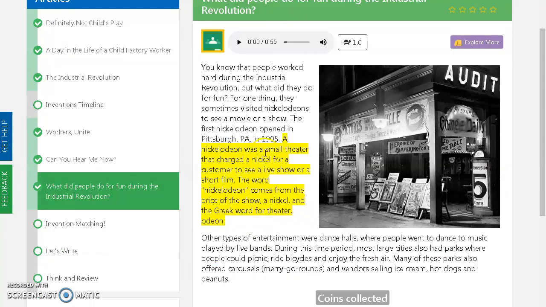You also need to know that a Nickelodeon was a small theater that charged a nickel for a customer to see a live show or a short film. The word Nickelodeon comes from the price of the show, a nickel, and the Greek word for theater, odeon.